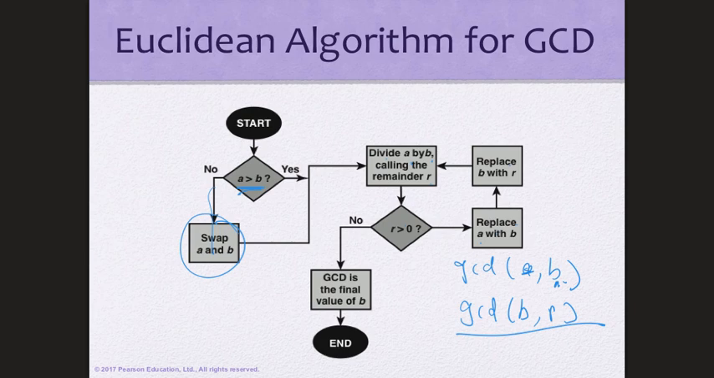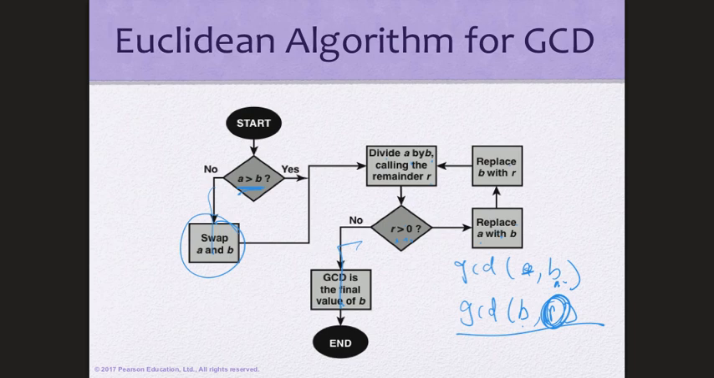Repeat the operation, so divide this by this, get the remainder. If the remainder is greater than 0, perform this again. Keep doing this until the remainder is equal to 0. Once the remainder is equal to 0, you exit the operation, and in that case, the number on the right side at that last step is going to be your greatest common divisor.